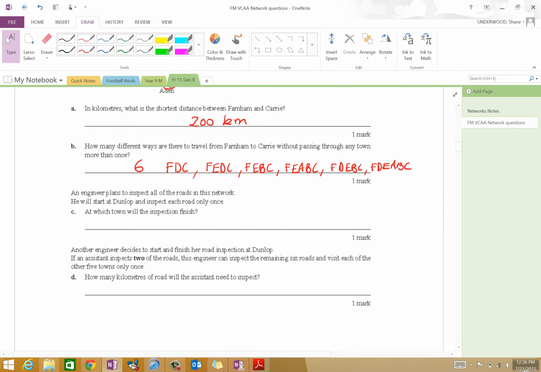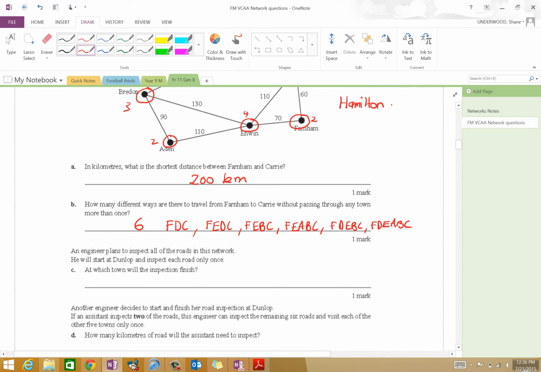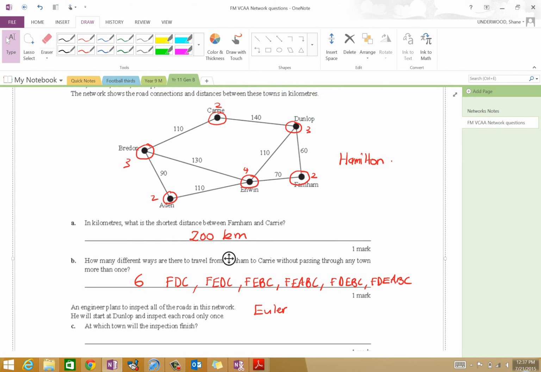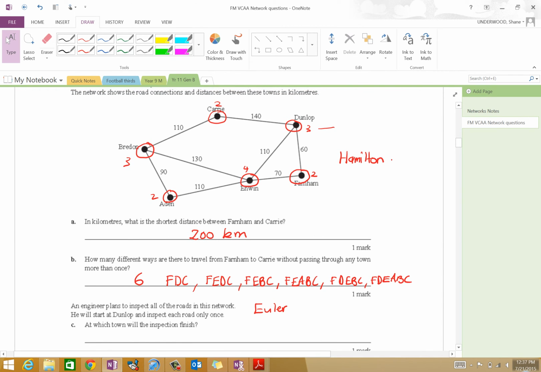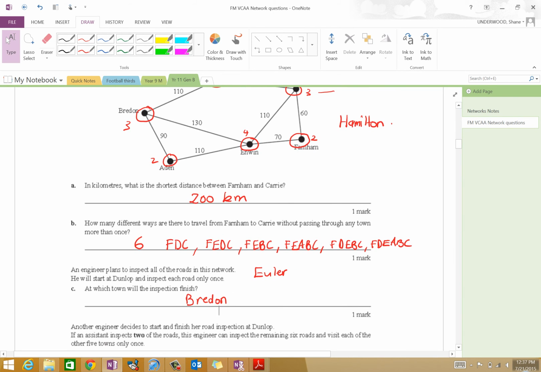An engineer plans to inspect all the roads on this network. All the roads. In other words, we're thinking Euler, because it's every edge. He will start at Dunlop and inspect each road only once. Start at Dunlop. Look at that. It has an odd degree. At which town will he finish? Well, which is the other one with an odd degree? Breeden. Pretty straightforward, isn't it? If you know. So he starts at Dunlop, finishes at Breeden.